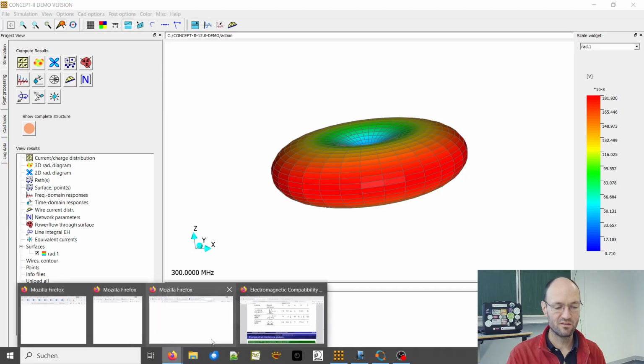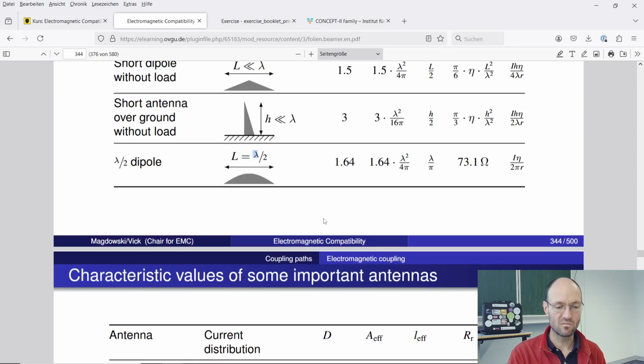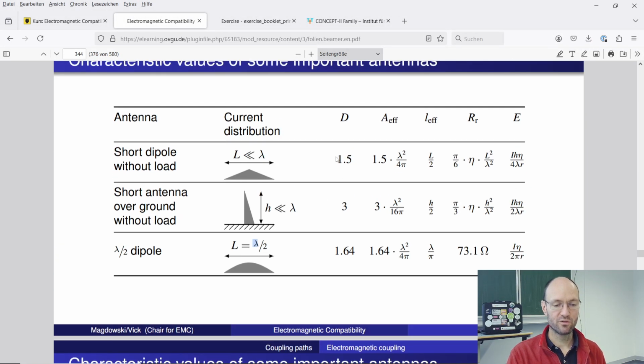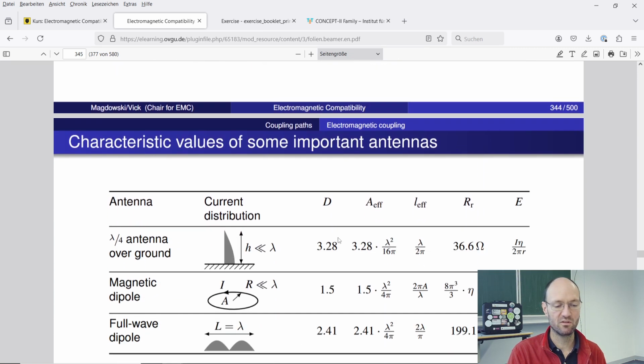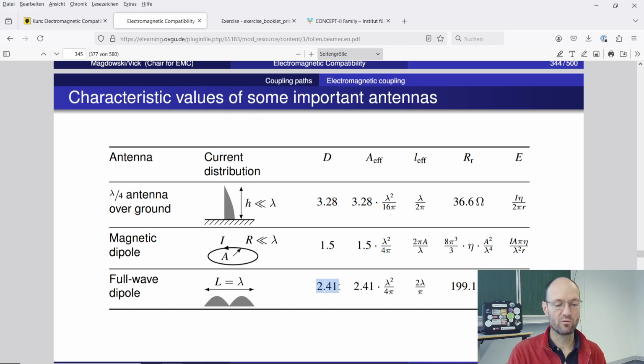You can also see this in this nice table here, that our short dipole had a directivity of 1.5. So in the main beam direction, it's radiating 1.5 times more than on average. For the half wavelength dipole, this increased to 1.64, not really noticeable. But for this full wave dipole, we already have 2.41 something. So the directivity increases.